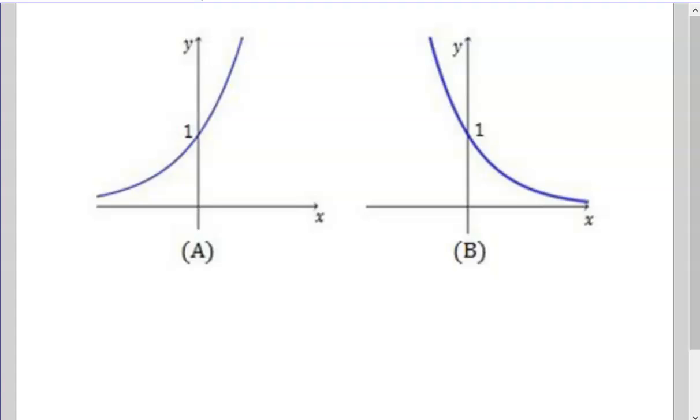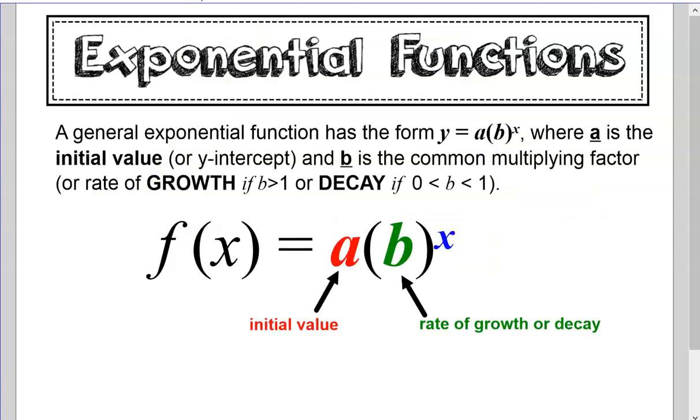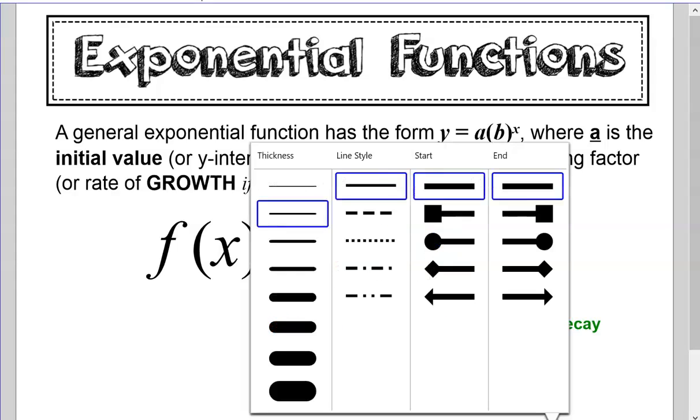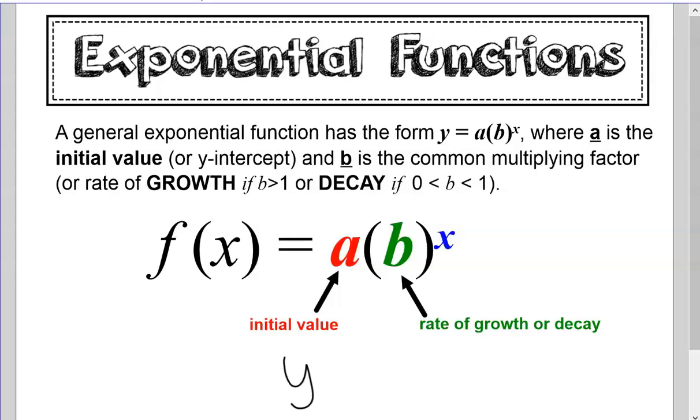Let's take a look at an exponential function equation. Exponential functions follow the form of a times b raised to the x power. So anything with an exponent is not an exponential function. If I had something like, let's say, y equals x to the second, that has an exponent, but it's not exponential. To be exponential, your exponent needs to be x.